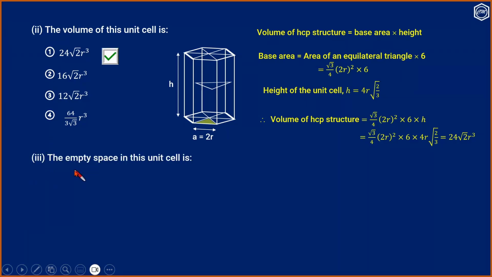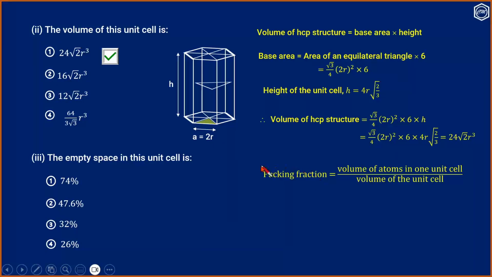Then the third question is the empty space in this unit cell. 74, 47, 32, 26. Now we have to calculate the packing fraction, volume of atoms in one unit cell divided by volume of the unit cell, and the effective number of atoms is 6. So therefore 4 by 3 pi r cube, that is the volume of a sphere. There are 6 spheres, so this is the volume of the atoms in the unit cell, and 24 into square root of 2 r cube is the volume of the unit cell. So this is 0.74, or it is 74%.